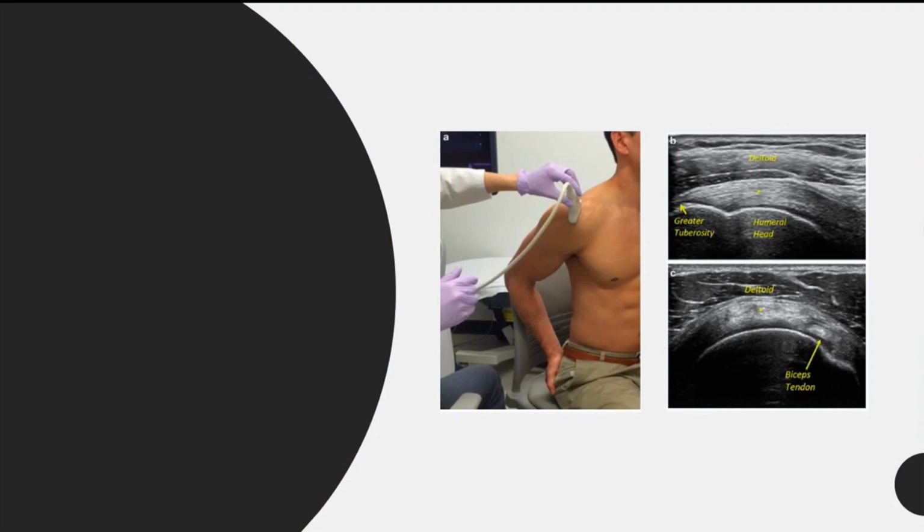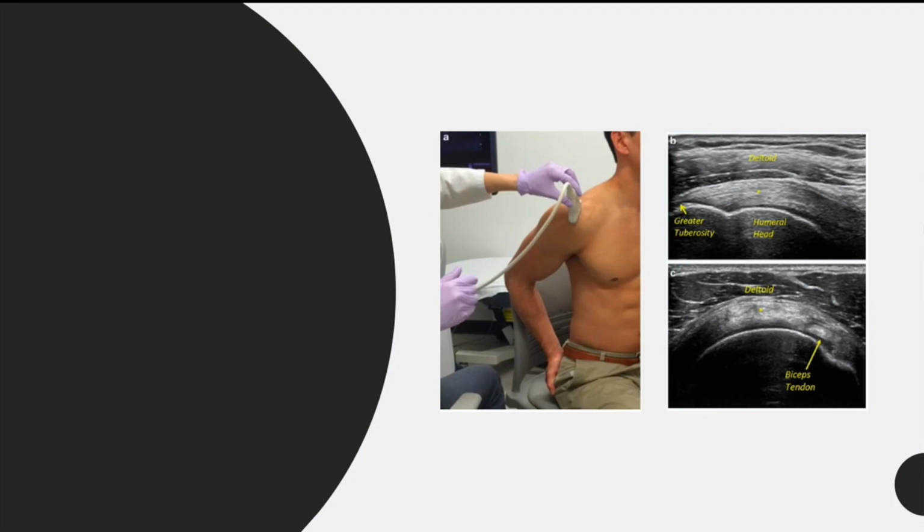Next slide. This one highlights the preferred patient position for examining the supraspinatus, and this is actually called the modified Crass position. So the arm is slightly extended and internally rotated. And on the right, you'll see the normal supraspinatus tendon in the long axis above, and then in the short axis below.